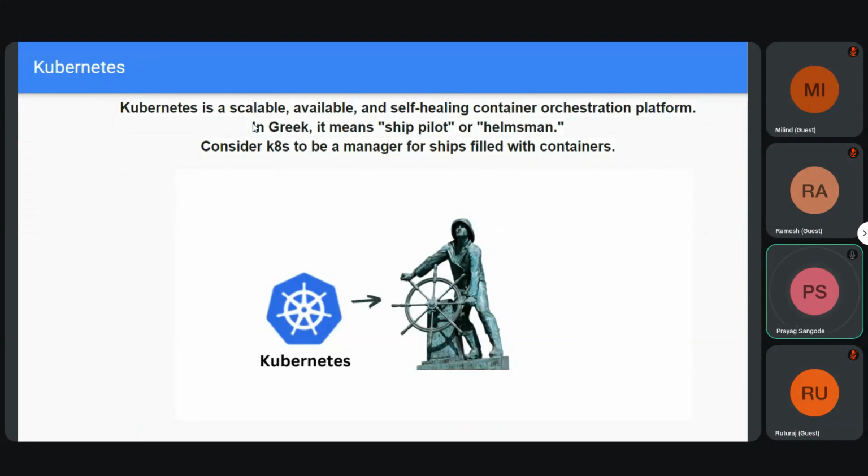So Kubernetes is a scalable, available, and self-healing container orchestration platform. Orchestration means managing the containers. If you see, the Kubernetes logo is like the wheel of a ship that the captain is steering. The captain of the ship is managing a ship which has many containers. Similarly, Kubernetes manages many containers, or it does the orchestration of the containers.